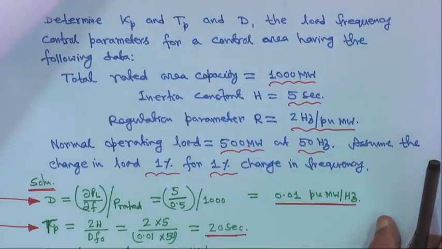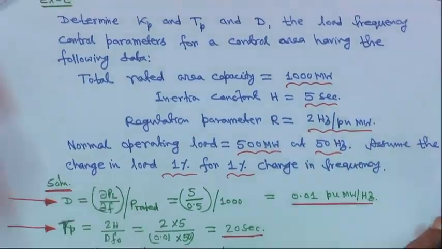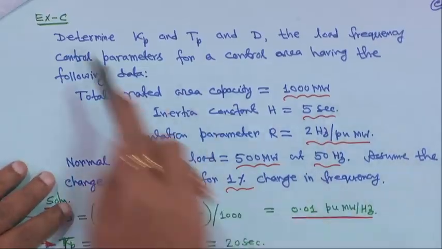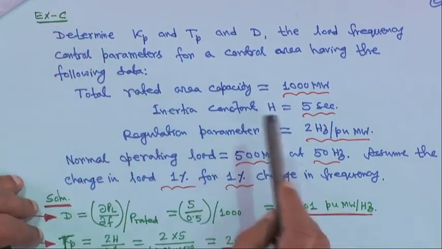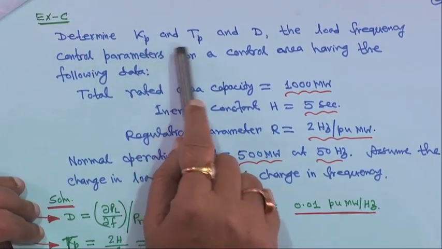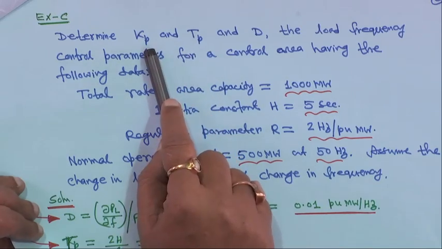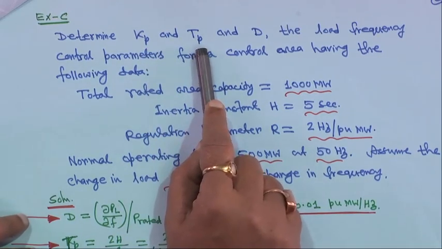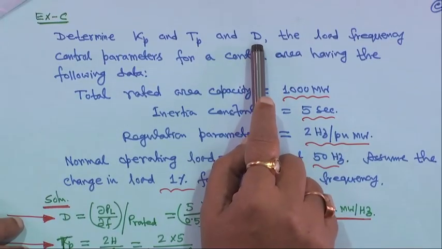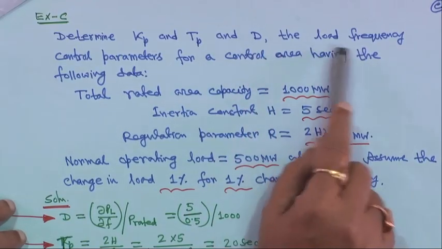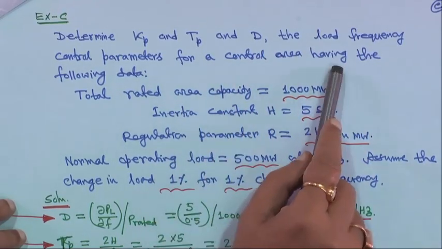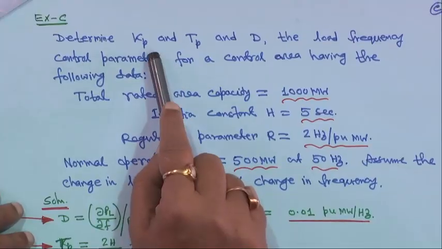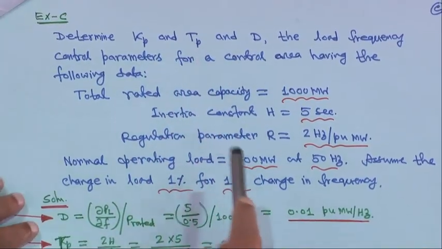Now another one, say this is your example C, the third example. You have to determine Kp and Tp. Kp is the power system gain, and Tp is the power system time constant, and D, that is sometimes called del PL upon del F, right? So the load frequency control parameters for a control area having the following data. You have to determine Kp, Tp and D, and these are the parameters given.